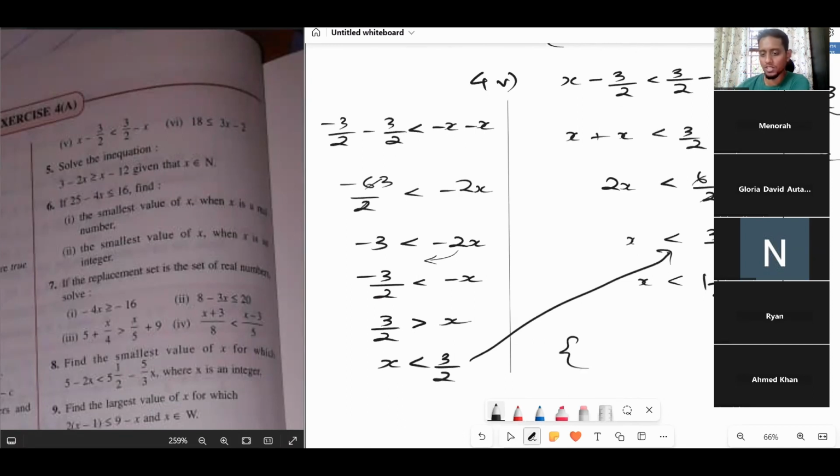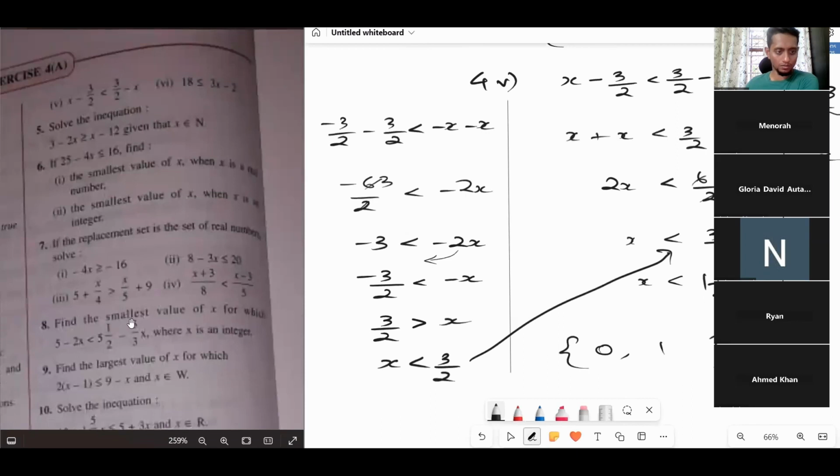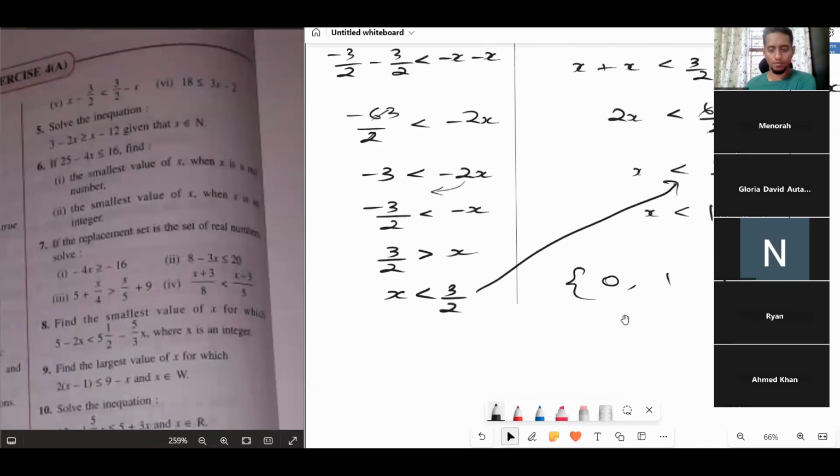So what is your solution set here? 0 and 1. Correct? Okay. All right. And your number line, did you draw the number line? You can start with minus 1, 0, 1, 2. And you just mark 0 and 1.